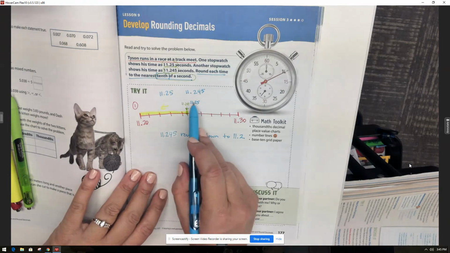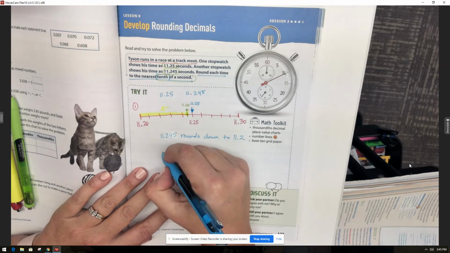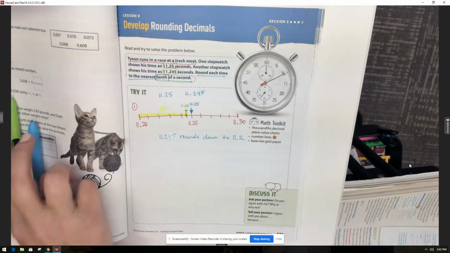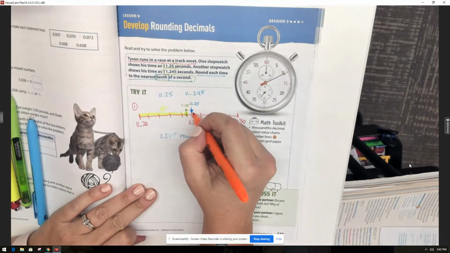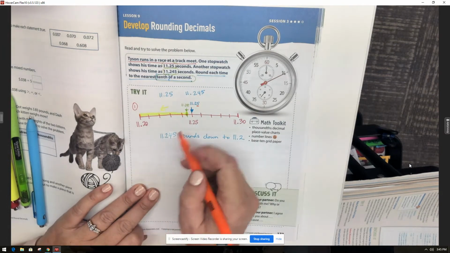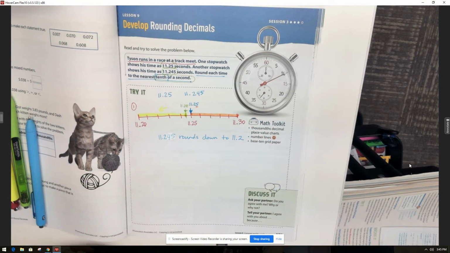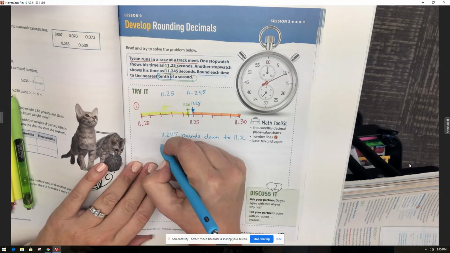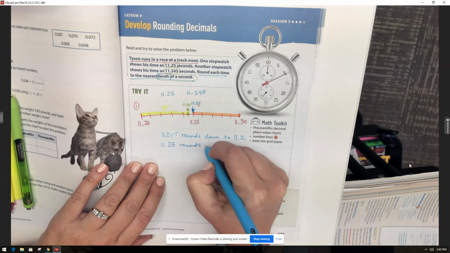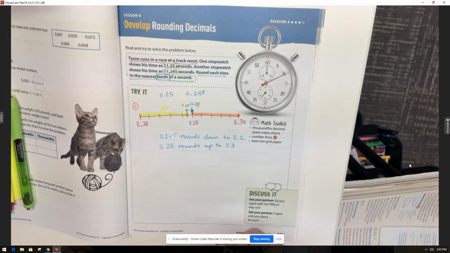Now, this 11 and 25 hundredths, let's look at that. 11 and 25 hundredths is right in the dead center. And remember, whenever a number is in the middle, we're looking really at that 5 right there. Remember, 5 or more, up the score. 4 or less, let it rest. So that 11 and 25 hundredths is going to round up to 11 and 3 tenths.